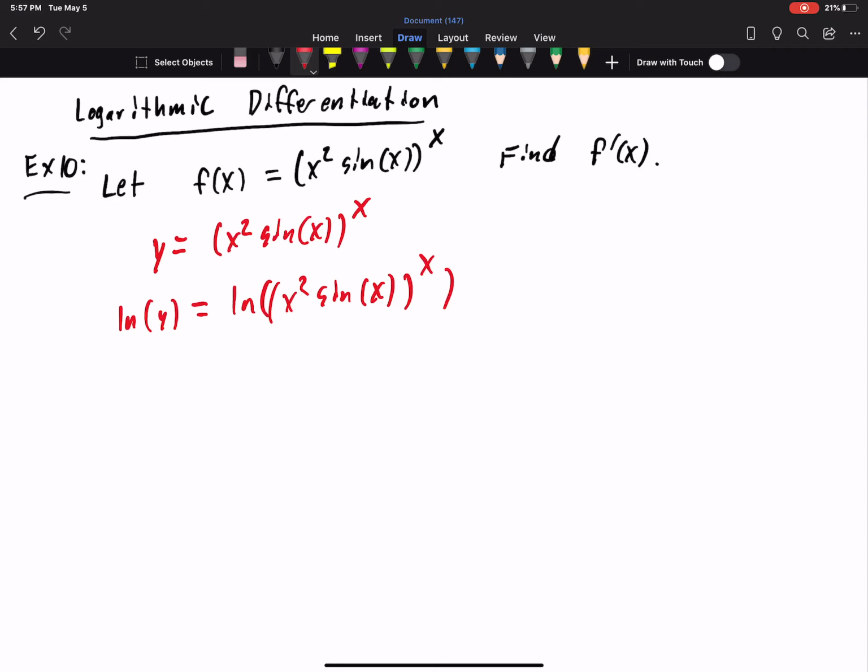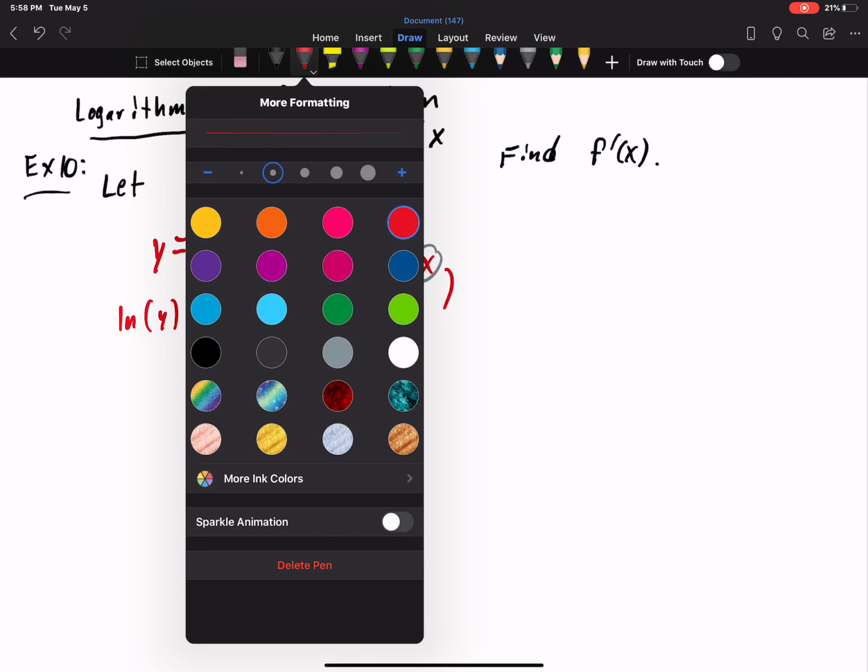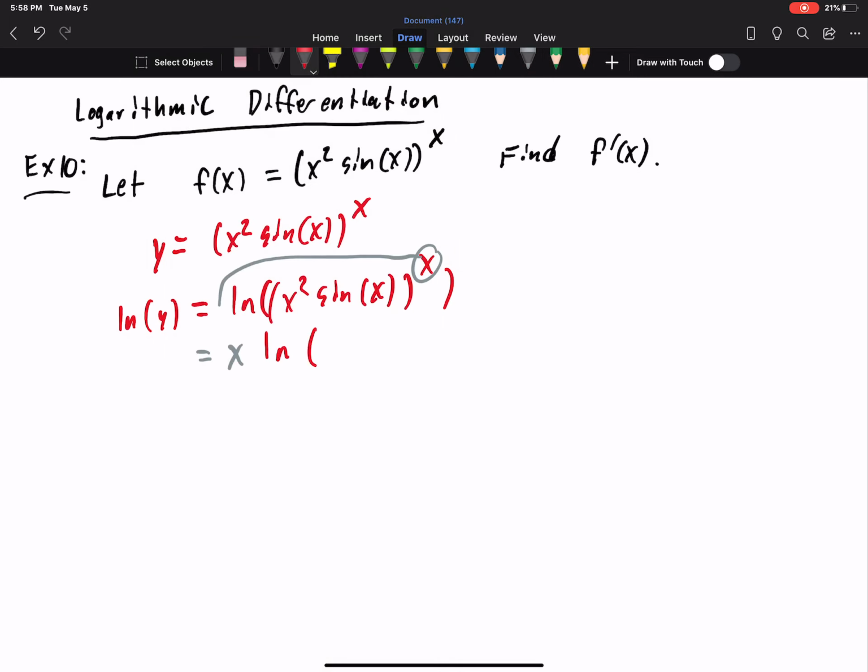Okay, now what we're going to do is use our log rules. The first thing that's happening on the inside of this logarithm is this exponent here, because it's the entire set of parentheses raised to that exponent. So that's going to come down in front. So the challenge of this problem is more or less just making sure you use your log rules correctly. So that x comes down in front. So we have x times natural log of x squared times sine of x.